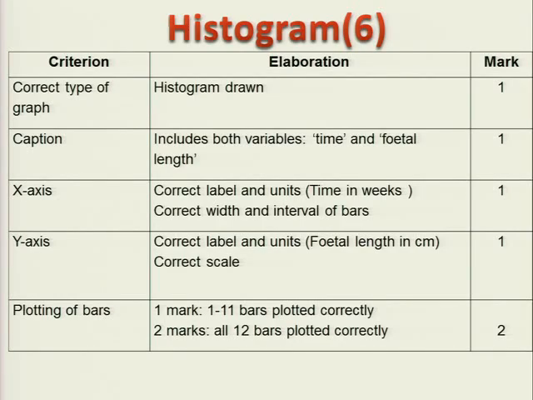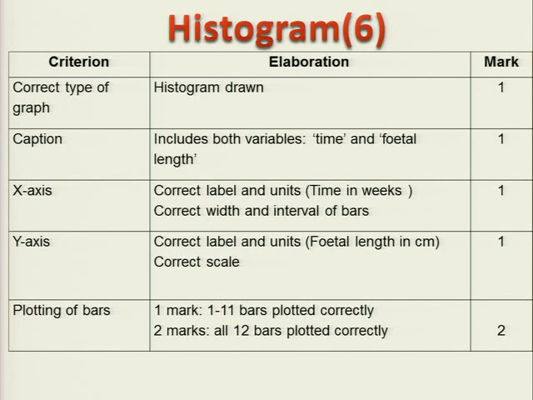Then we go to the histogram. The histogram also carries 6 marks. In the histogram, the same as in the line graph, the correct type of graph, you qualify for 1 mark. The heading, the correct 1 mark. The x-axis is also marked. The y-axis is also 1 mark.